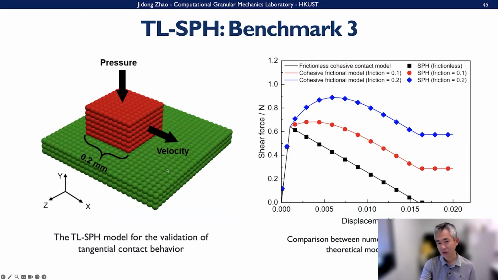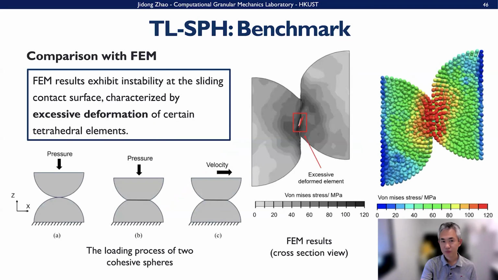This one is also quite simple, and we consider a plate, and we basically want to reproduce this Coulomb frictional contact, right? We move this top block, and then look at the tangential contact behaviors, and those are the generated curves, the simulation results with this theoretical results here.